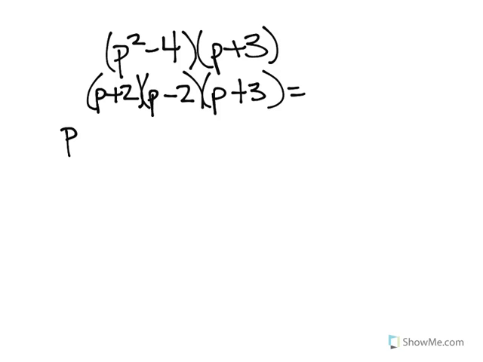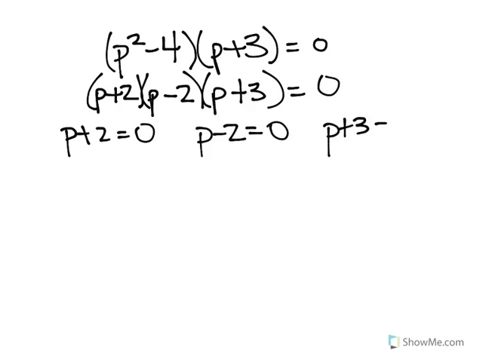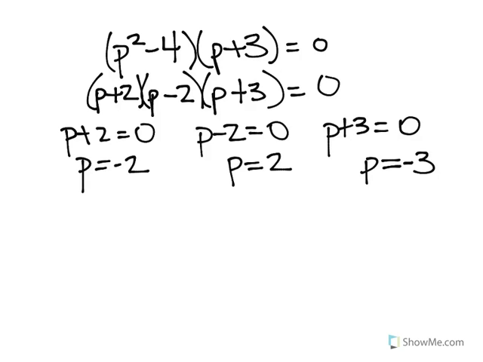If we set each of these equal to 0, we get p plus 2 is equal to 0, p minus 2 equals 0, and p plus 3 equals 0. So if we solve for p in each of these cases, I get p equals negative 2, p equals positive 2, and p equals negative 3.